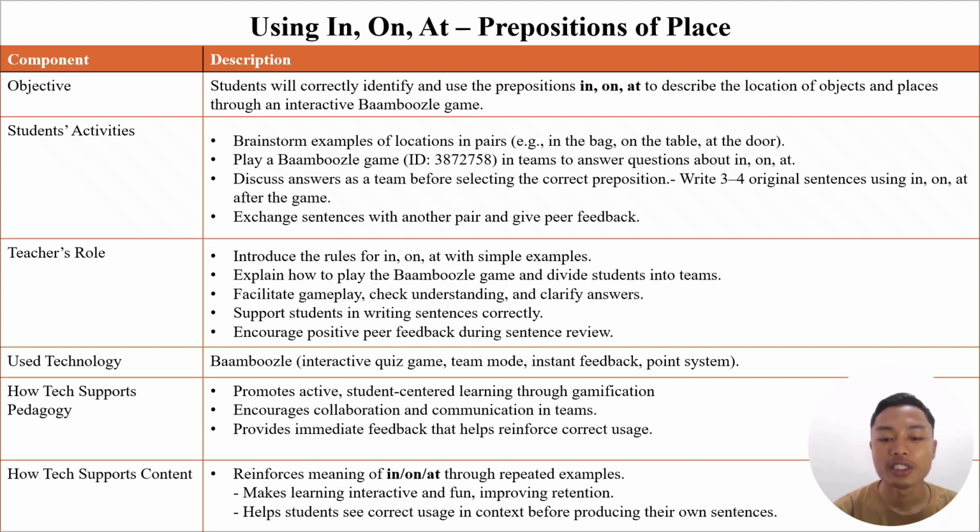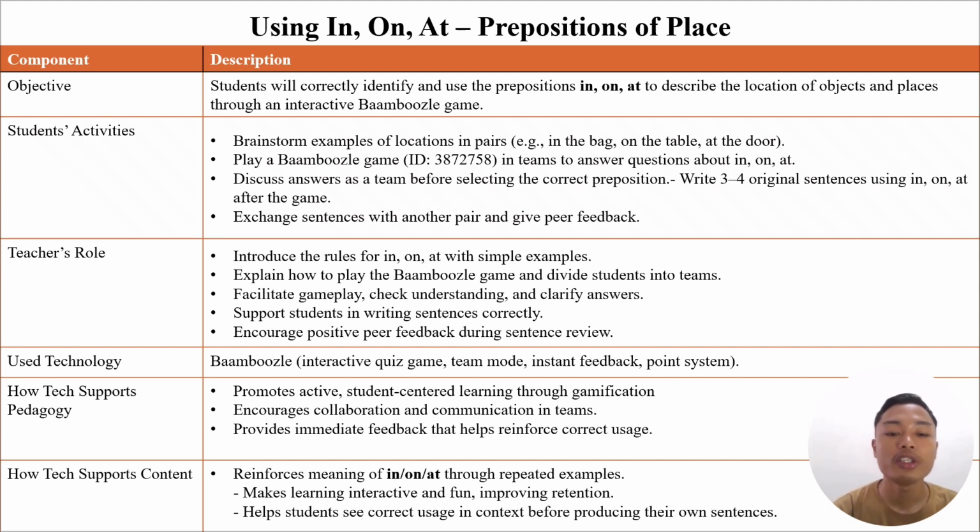Okay. The second one is student activities. The student activities outline the step-by-step learning process that helps them achieve the objectives. Point one in student activities is brainstorming. Okay, students work in pairs to think of simple examples using in, on, and at. This helps activate their background knowledge and prepares their mind for the lesson. It also allows them to recall words and phrases they may already know.